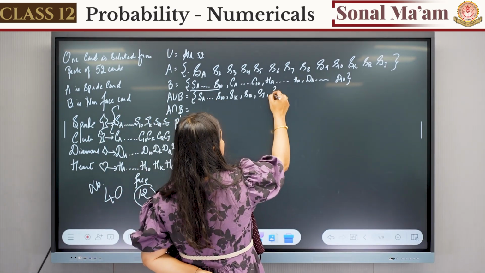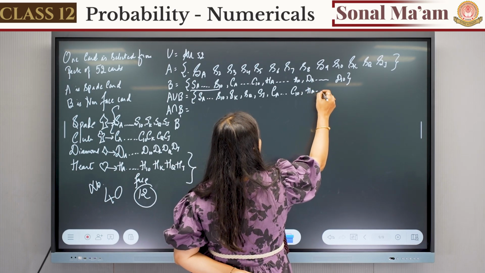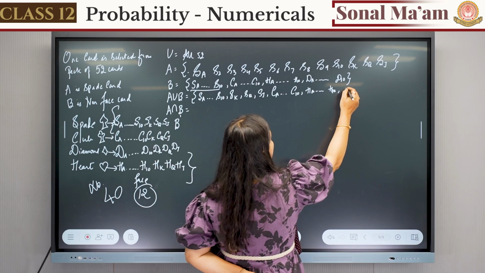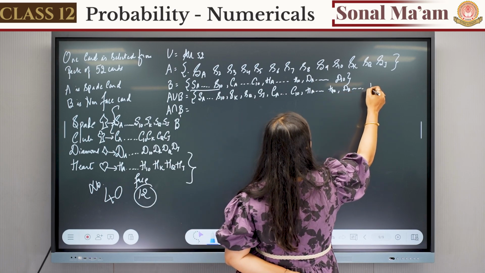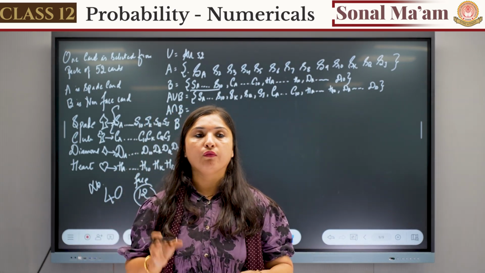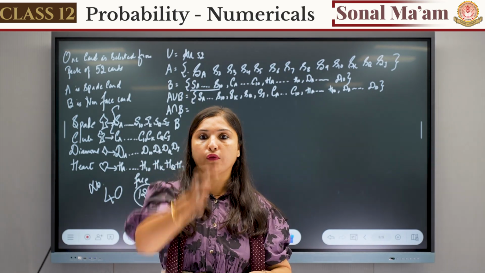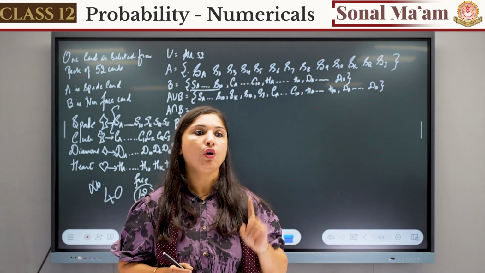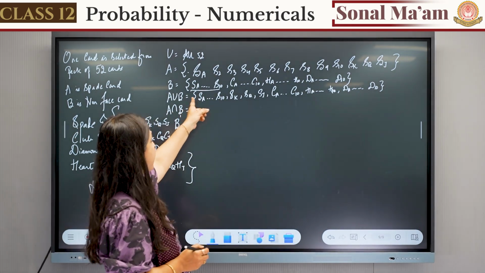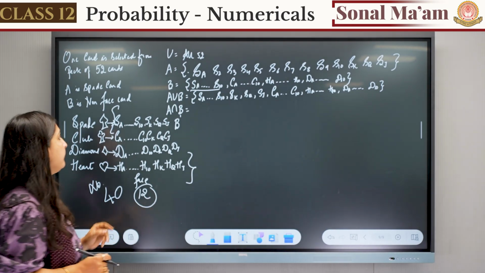So what will come? CA to HA to H10 and DA to D10. Is it clear to everyone? Okay. A union B. We want A also, we want B also, we want the common area also, but the common area will be written only once. Here the common area was SA to S10, so we wrote it only once. Is it clear to everyone?